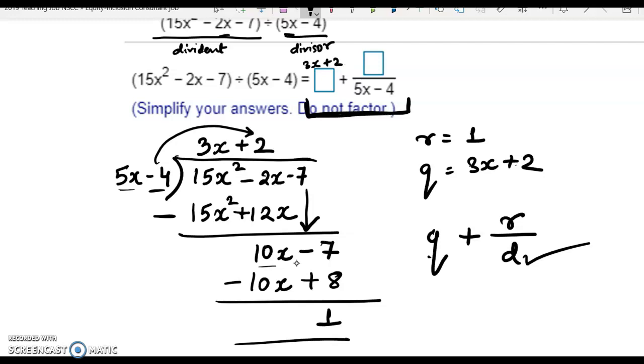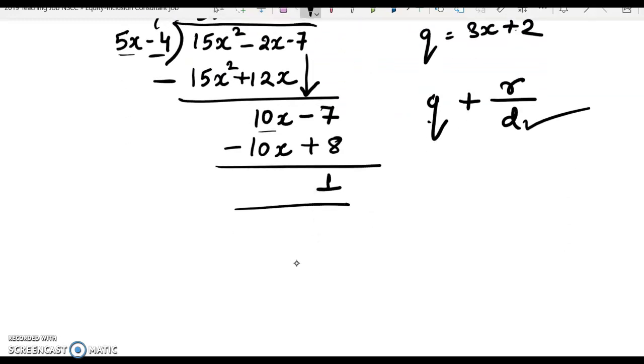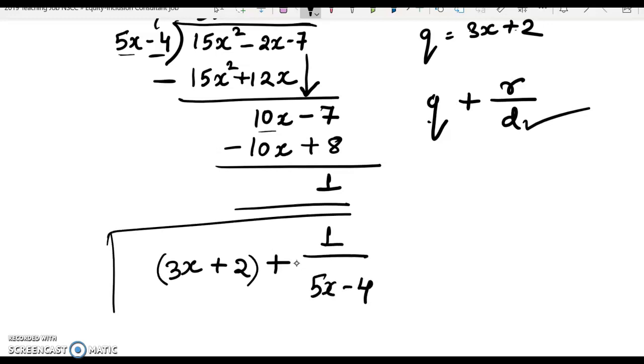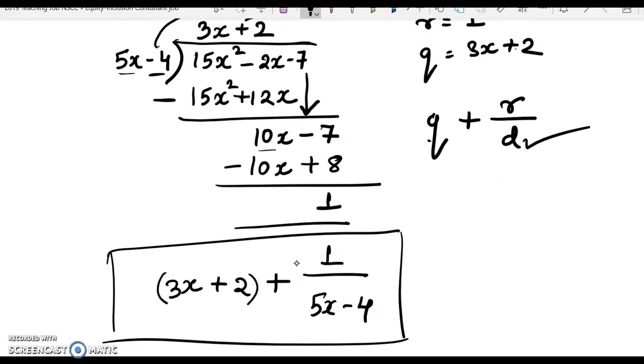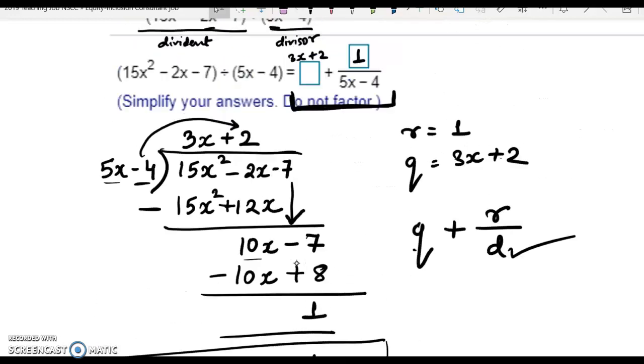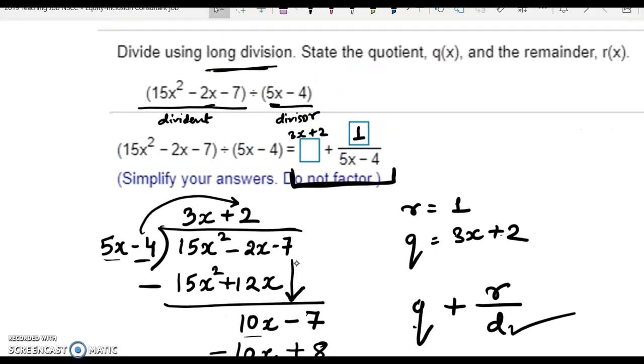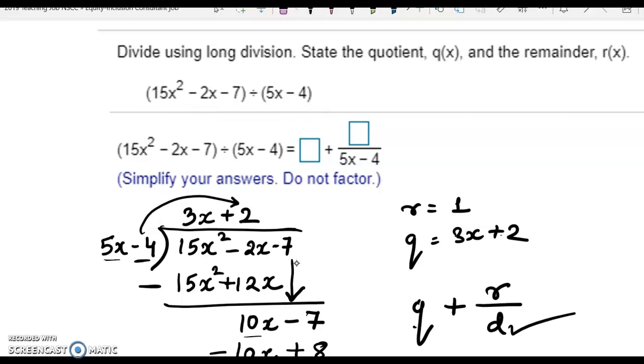And what is my remainder? 1. So your final answer is going to be 3x plus 2 plus, so this is one term, 1 upon 5x minus 4. I hope that makes a little bit of sense. Okay, so this was how you do the long division method. Go back, try to revise the video if that is answering your question.